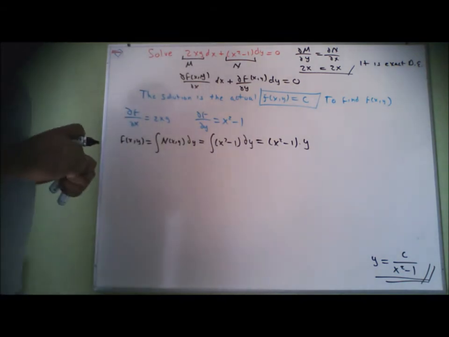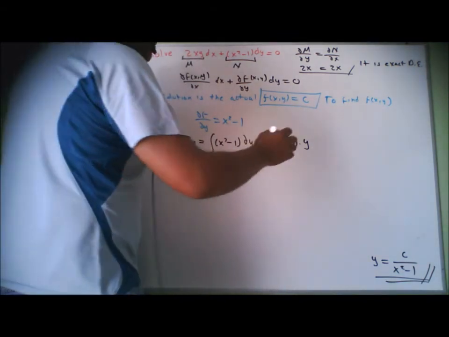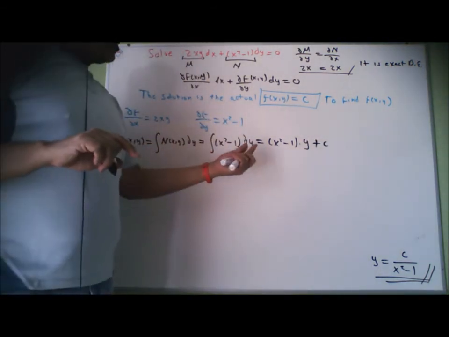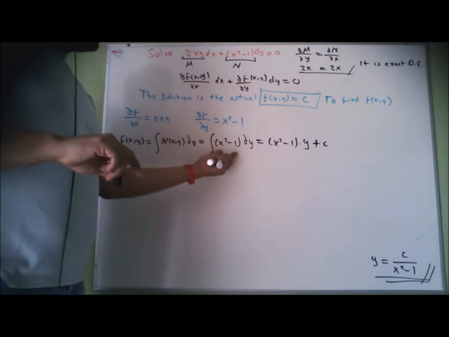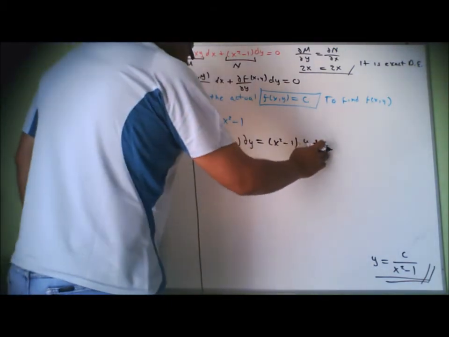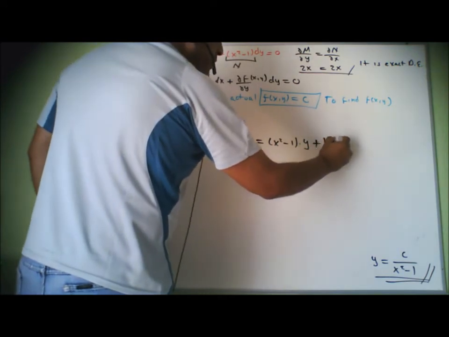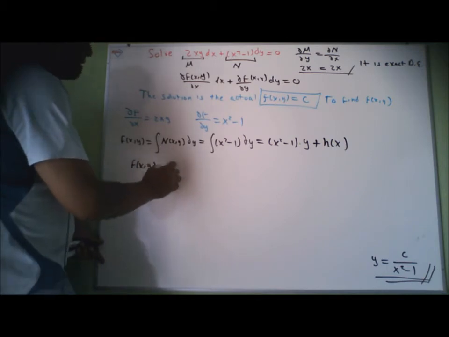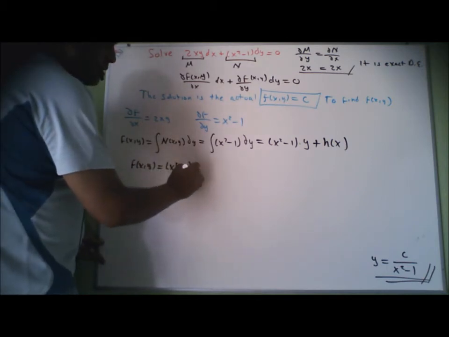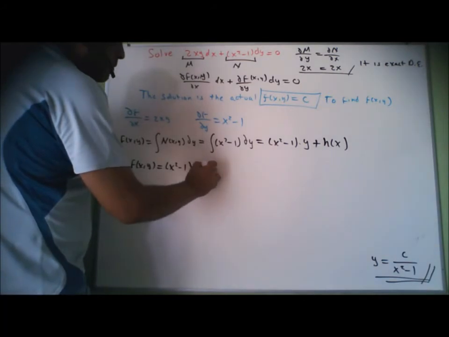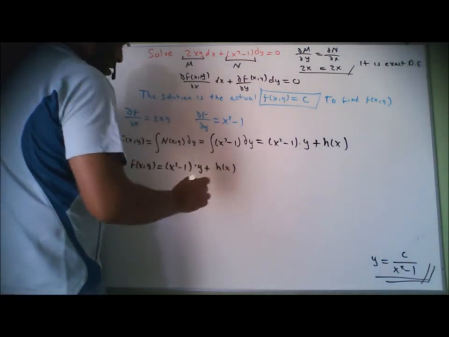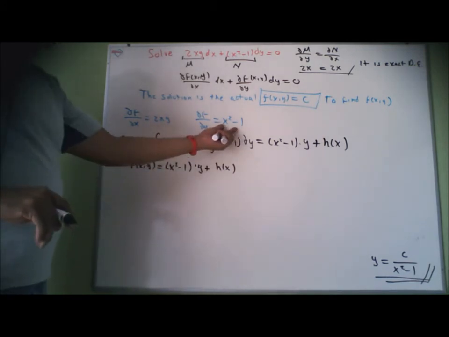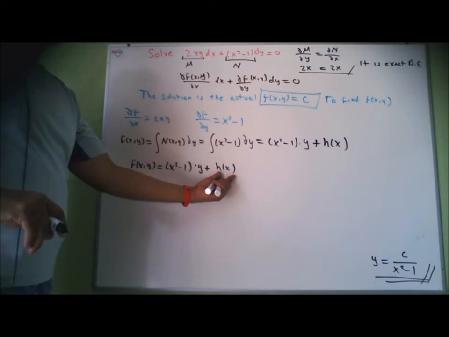Okay, every time you take the integral, you have to add a constant. But be careful here. That constant, because it is a partial integral, we consider the x to be a constant. So this constant could also be a function of x. So the function of two variables that we calculated is x squared minus 1 times y plus h of x. Now, if you take the partial derivative of this with respect to y, then you get this one, because this is 1 and this is 0, because it's only a function of x.